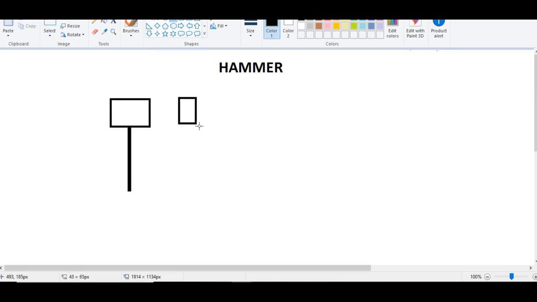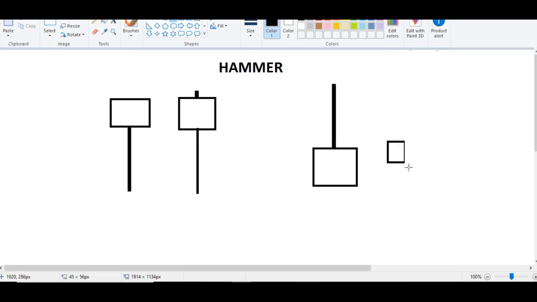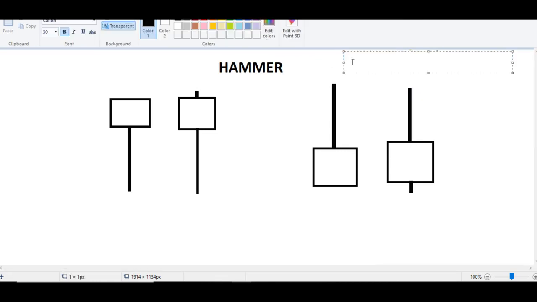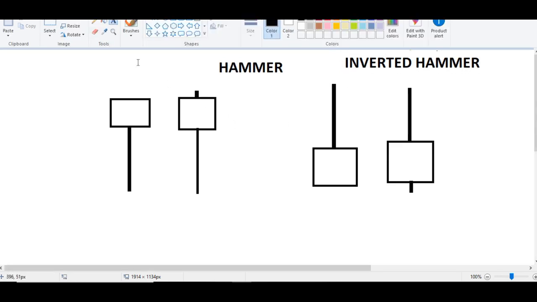Okay, it can look like this. It can also look like this with a wick at the top end. Okay, and now we also have inverted hammers, the complete flip side. These can also be called pin bars, right? But for simplicity's sake, let's just name them hammers.